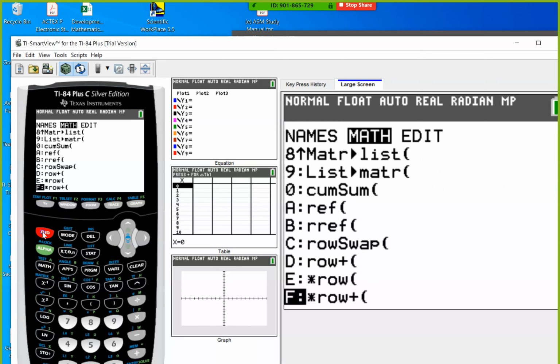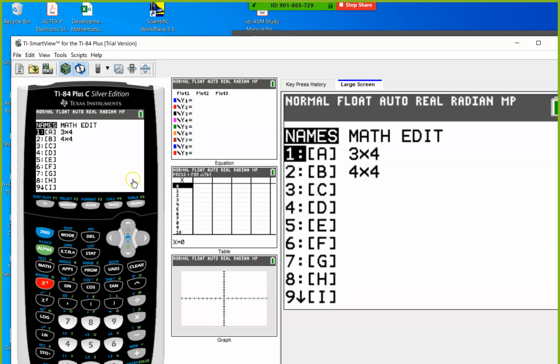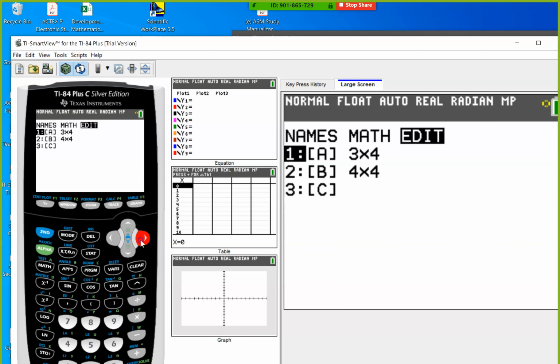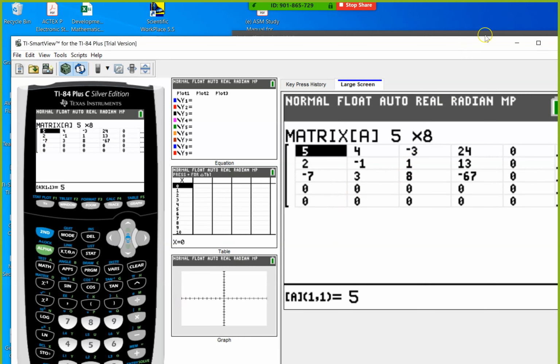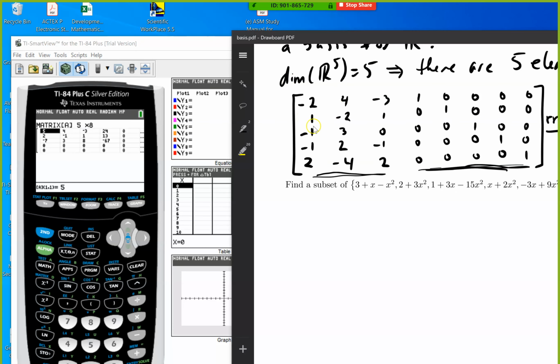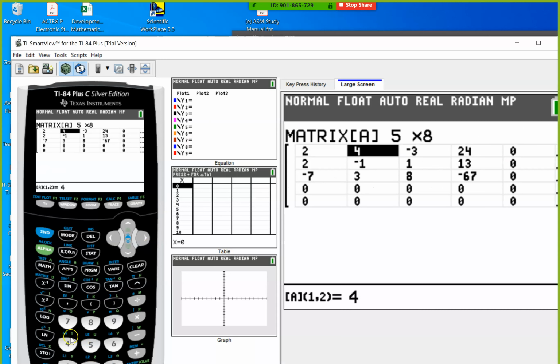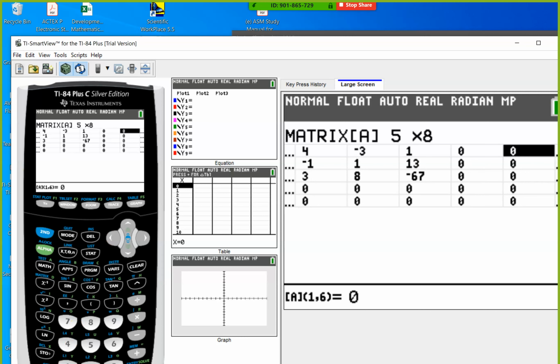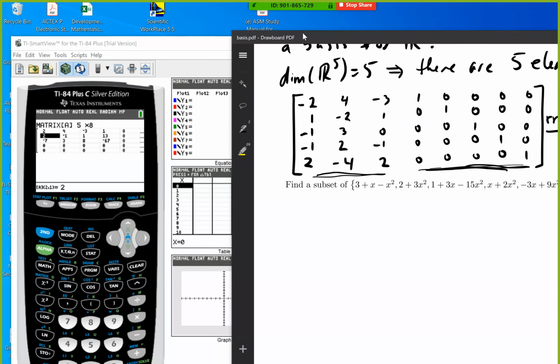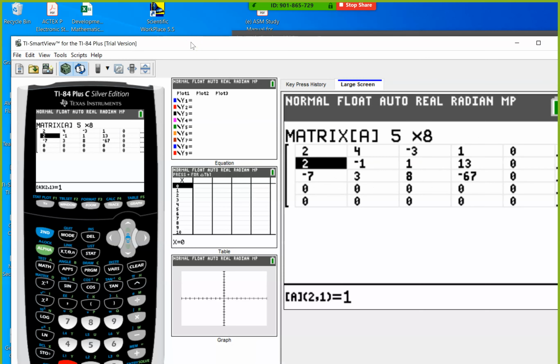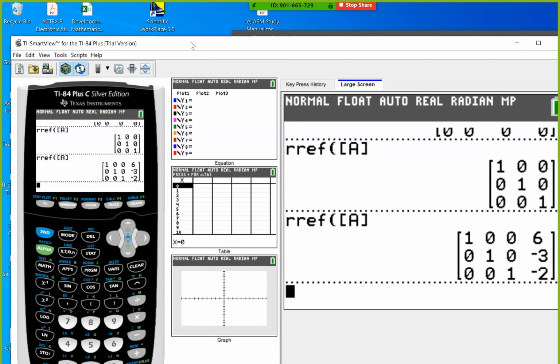Alright, so let's go to Matrix, and Edit. I need a 5x8. And then I need to put in these other ones too: 4, -3. And I already have 4, -3 in there, so then I need to have 1 and then a bunch of zeros. Alright, and the next row is 1, -2, 1. And then I'll have 0, 1, 0, 0.